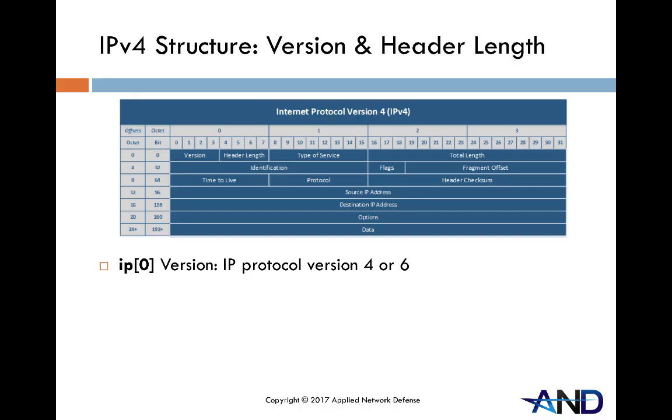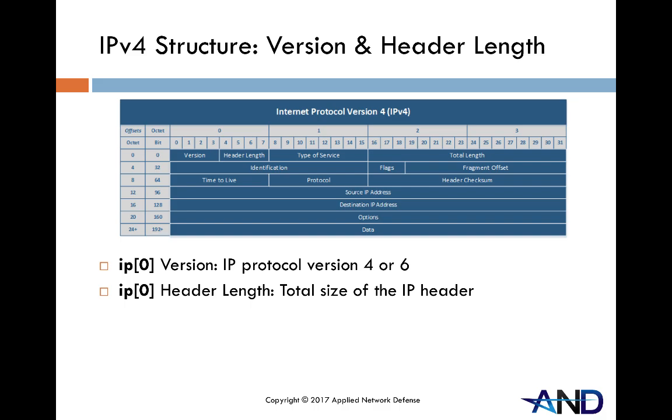It's a pretty simple field. It's really just going to have two values for your purposes here. Generally, it's going to be IP protocol version 4 or 6. Of course, we're talking about IPv4 right now, so generally that should have a 4 in it. When we talk about IPv6 later, it would have a 6 in it, so really straightforward.